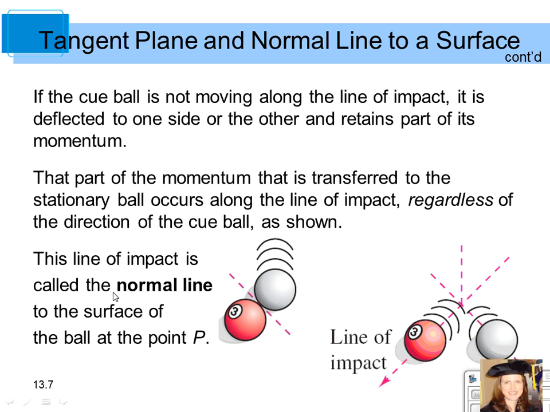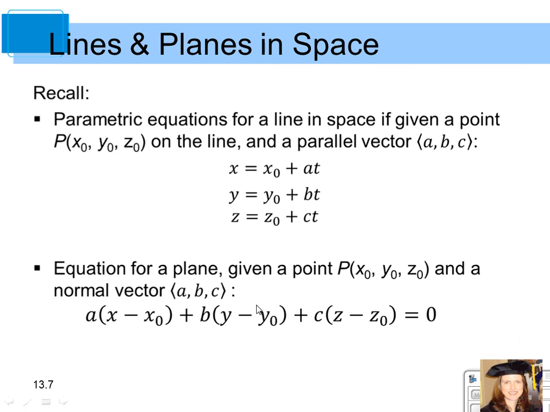This line of impact is called the normal line to the surface of the ball at the point P. That's our normal line. It's normal to the surface at that point. Now again, we're going to be working with planes, tangent planes, and normal vectors, normal lines.